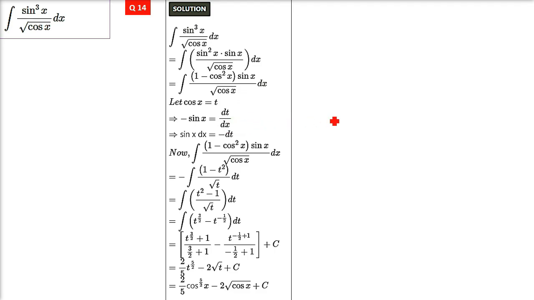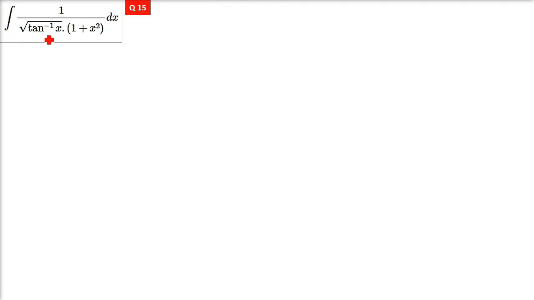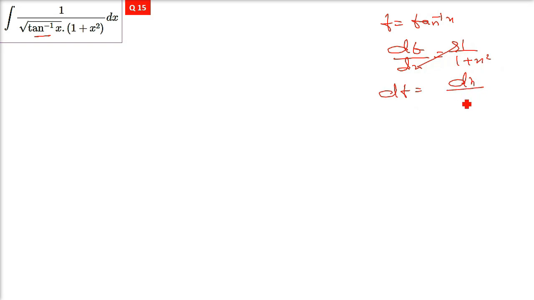Okay, this question we have already done just now. Now this question is very open, very easy, because tan inverse x directly gives you 1 by 1 plus x square. So just take this tan inverse x as t. t is equal to tan inverse x, dt by dx will be equal to 1 by 1 plus x square. dx goes here, dt will be dx by 1 plus x square. That is the final result.